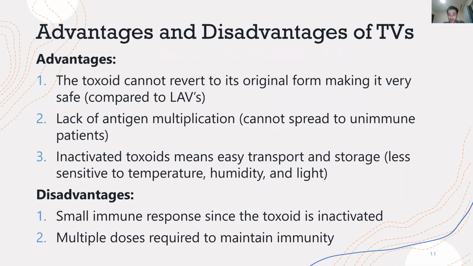Advantages of this type of vaccine are very similar to the inactivated vaccine. The toxoid cannot revert to its original form, making it very safe. Lack of antigen multiplication, cannot spread to unimmune patients. Inactivated toxoid means easy transport and storage. It's not very sensitive to temperature, humidity, and light, which is very good. Disadvantages, small immune response, just like inactivated vaccines, since the toxoid is inactivated, and multiple doses are required to maintain immunity.